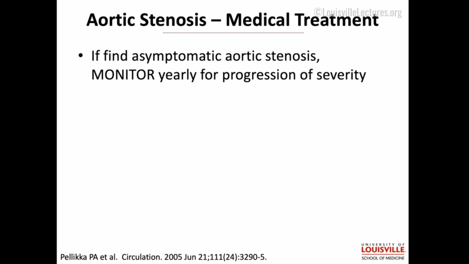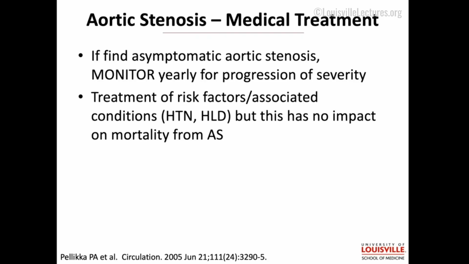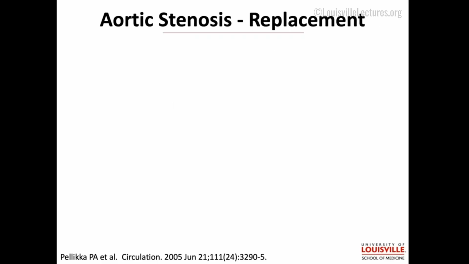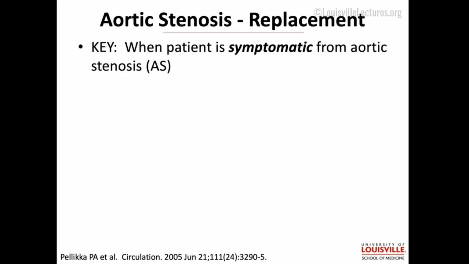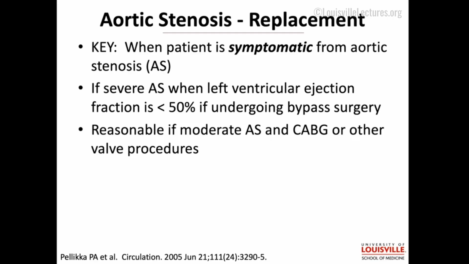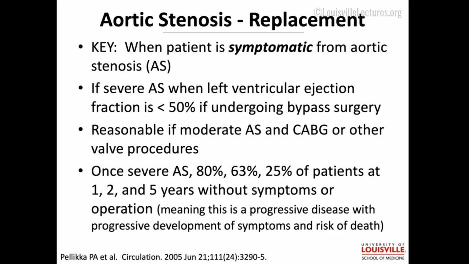So what do we do? Well, if you find aortic stenosis and they have no symptoms yet, you need to monitor them for the progression of severity and ask them good questions about their exercise tolerance because that might be the first clue. We can treat the associated conditions, but that is not going to change the mortality from aortic stenosis. And a lot of these patients have coronary disease, so you usually need to do an evaluation to see if the symptoms are coming from coronary obstruction or from aortic stenosis. Okay. So again, you should refer for replacement when the patient is symptomatic, or if they're going to have other surgery, right? Bypass surgery or other valve procedures, then your threshold is a little bit less.